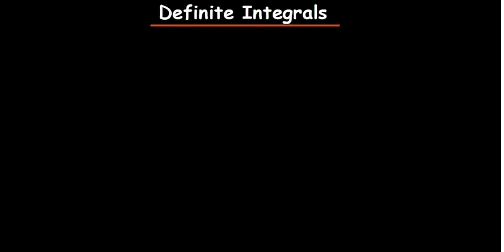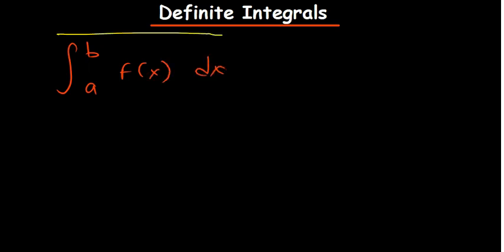Okay, let's talk about definite integrals. We've already looked at indefinite integrals where we don't have limits. So in a case where you have limits, those are called definite integrals. So for example, if you've got a b and an a down there of a certain function with respect to x, this is called a definite integral. So b is called the upper limit, a is called the lower limit.